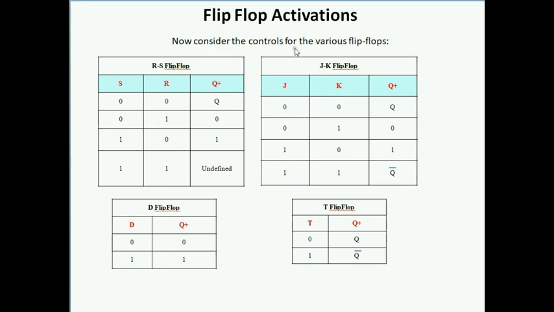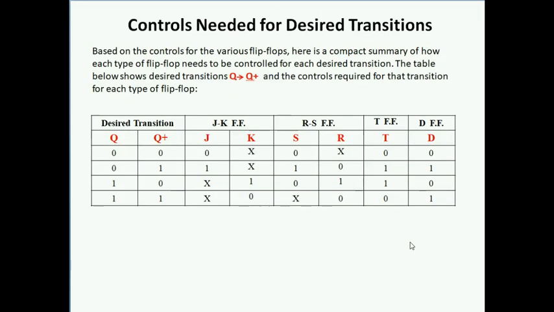Now, remember this arrangement. We're now going to condense it into a compact form. So we're going to have all of these tables together in one equivalent table. So this is the combination of all of them. This table here shows the controls that are needed for each desired transition. So over here, we're showing a desired transition. If this is the current state, and we want this to be the next state, then the table shows what the controls should be for different kinds of flip-flops based on the transition.